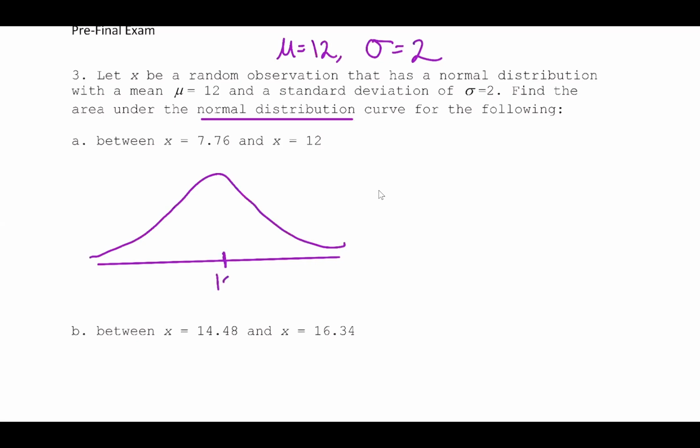So we have 12, which is our mean, but also if you look at it, 12 is the value that we want to find the probability for. So we go 12 right here. We have 7.76, which is over here. And since it's a between, you shade in between. All right, so that's our drawing.